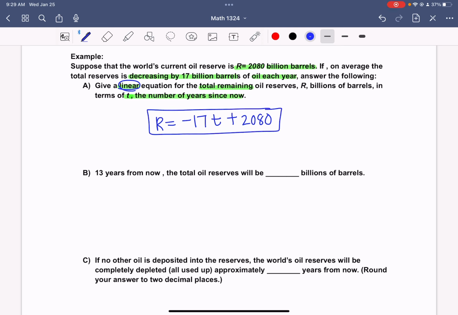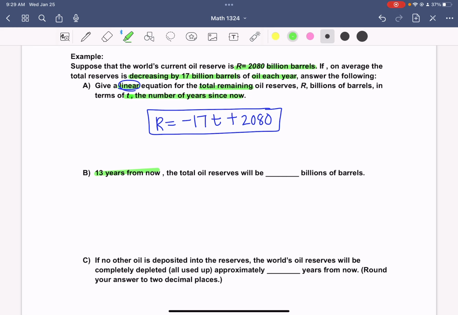Now that we have this, if I was in the online homework, I would submit that and make sure I'm on the right track, that I have the right equation before I do parts B and C. B says 13 years from now, the total oil reserves will be blank billions of barrels. You'll also note that we are in billions of barrels, but we're not using a ton of zeros behind it. Mathematically, we like to be very compact, so we use labels to represent a larger value, such as the word billions.